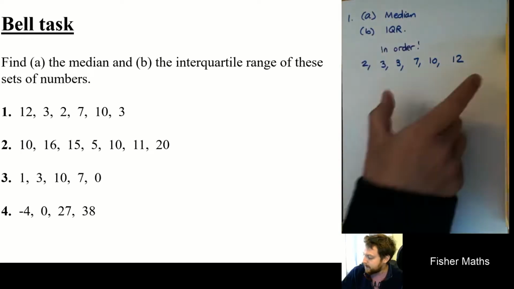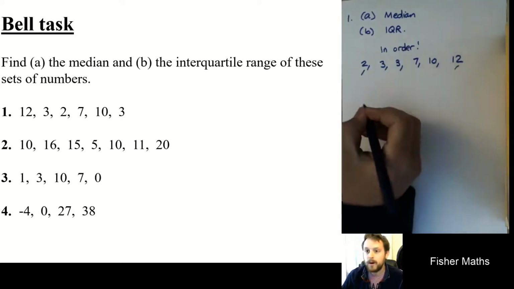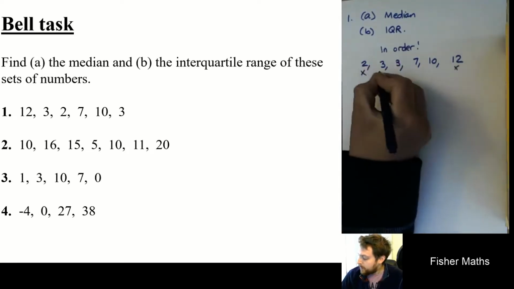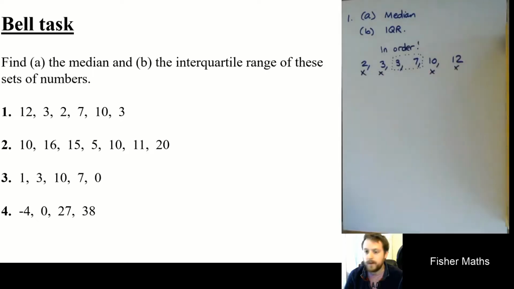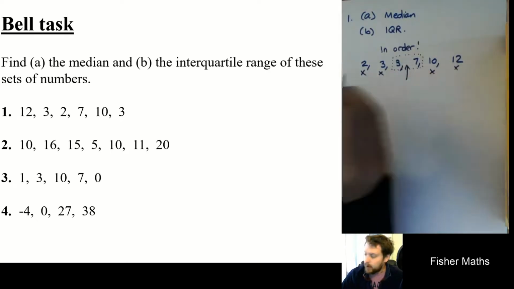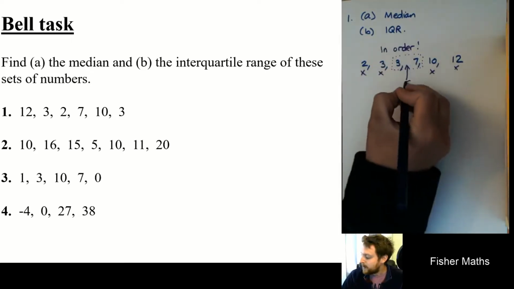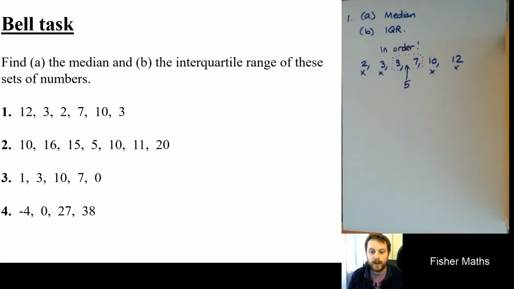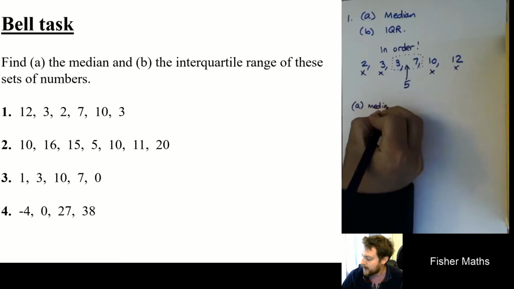For the median, of course, you go to the middle. So I would cross off that one, cross off that one, cross off that one, cross off that one, and now I'm left with 2 in the middle. Whenever you're left with 2 in the middle, you go halfway between them, and in order to do that you can add them up and then divide that answer by 2. So 3 add 7 is 10, and half of 10 is 5. So halfway between 3 and 7 is of course 5. So the part A answer is that the median is 5.